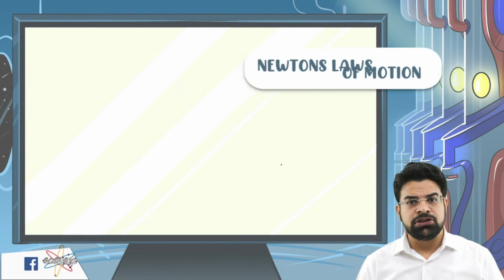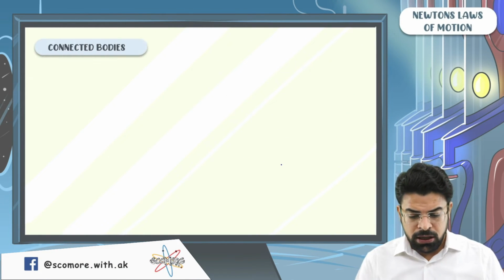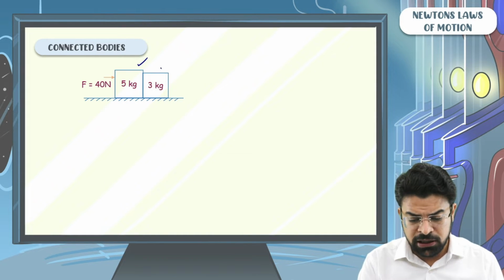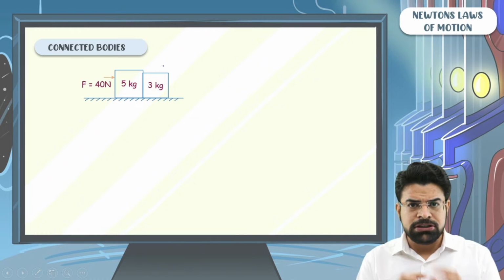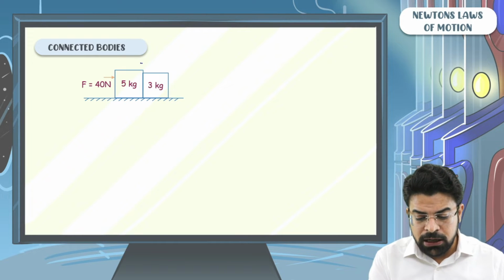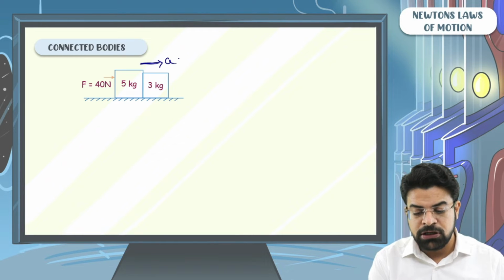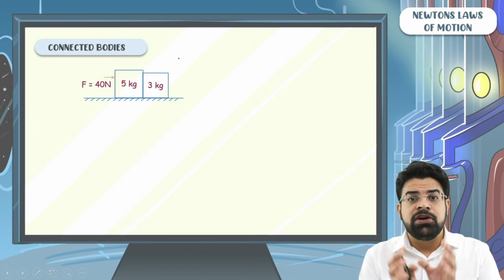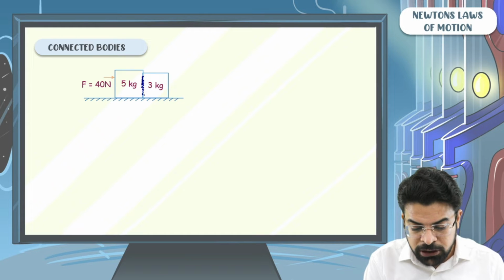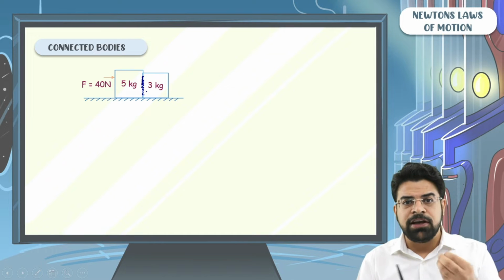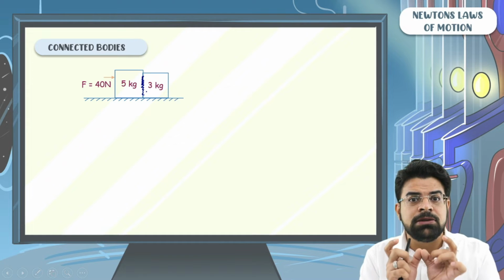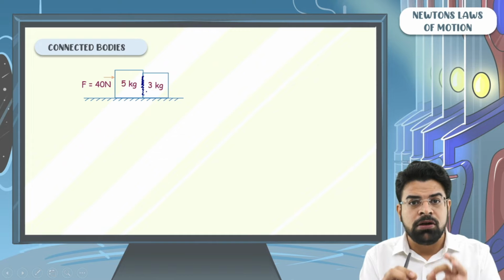So first of all, let's talk about connected bodies. Let's think of a system of two masses, a block of 5 kg and another block of 3 kg. On this whole system, we have applied a force of 40 Newton. Since both of them are constrained to move together with a common acceleration, we can think as if we do not have two different blocks. We can think as if these two blocks are welded together and the whole system has a mass of 5 kg plus 3 kg. So we can treat this whole system as a rigid body of total mass 8 kg.